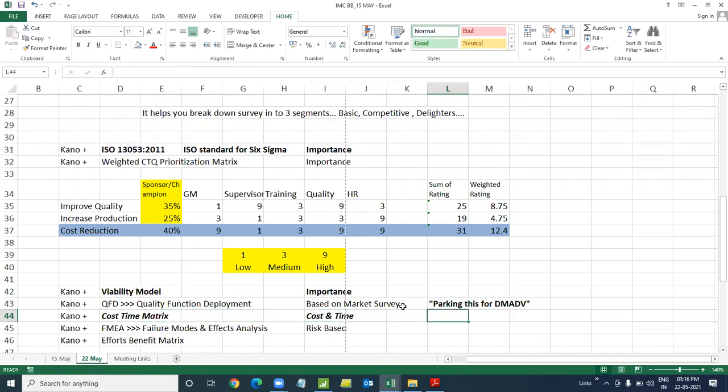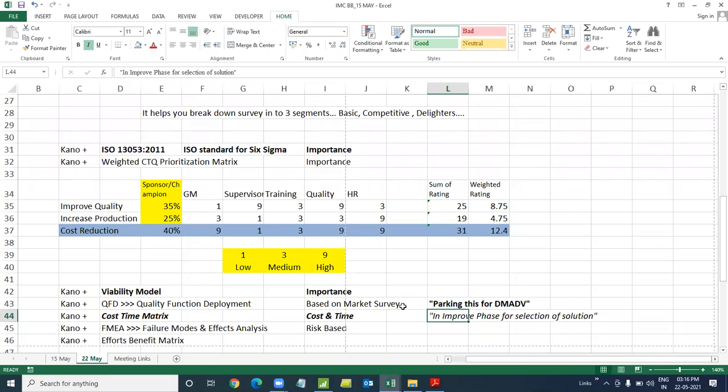But we will be using this in improve phase for selection of solution. When you're improving something, there'll be a lot of solutions. We go with a cost time matrix. So these are tools. There we would be selecting it for solutions. The same logic can be applied for selecting a problem also. Bottom line, model. There is a method. That's what you need to understand.